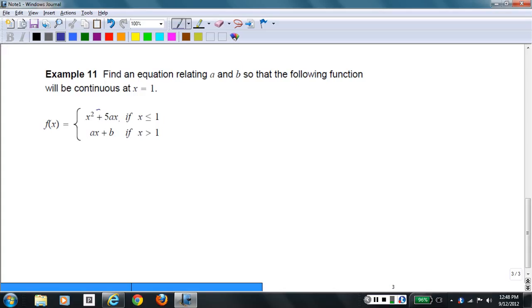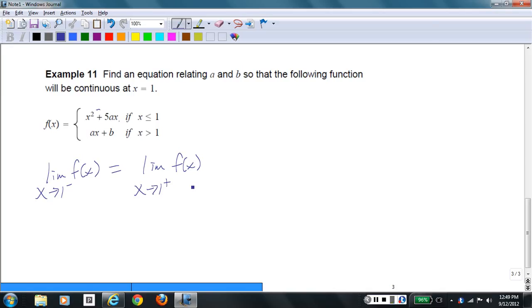And we want to figure out a and b in such a way that they meet rather than missing each other. So what we need is this. We need the limit of f of x as x approaches 1 from the left to equal the limit of f of x as x approaches 1 from the right.